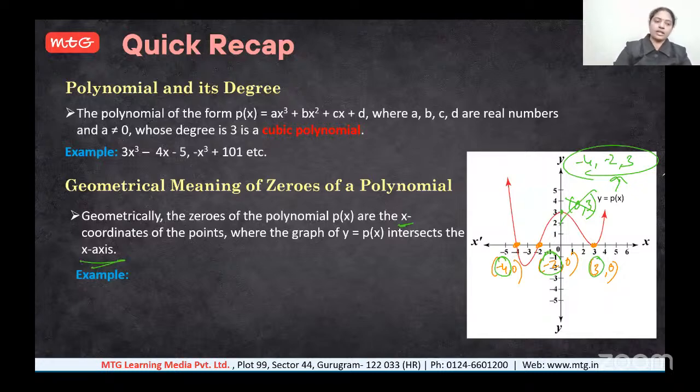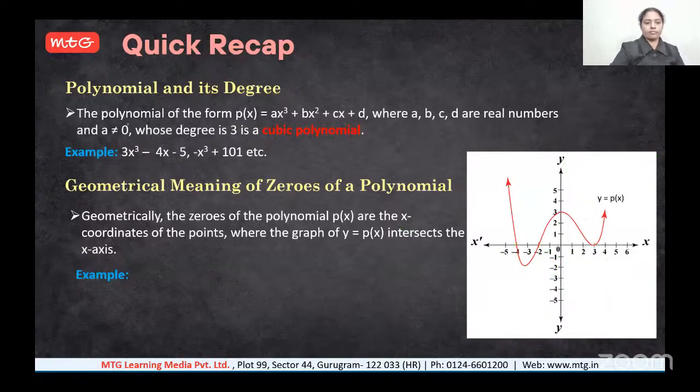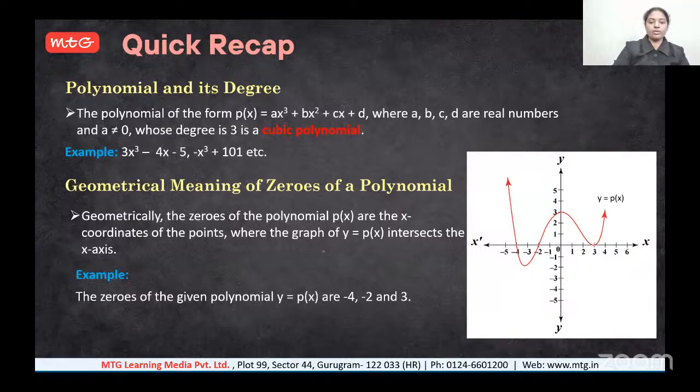Okay, so this is how we understand the zeros just by looking at the graph of the given polynomial. Hope all of you are able to follow. If you have any doubts, you can post them to me in the chat box.